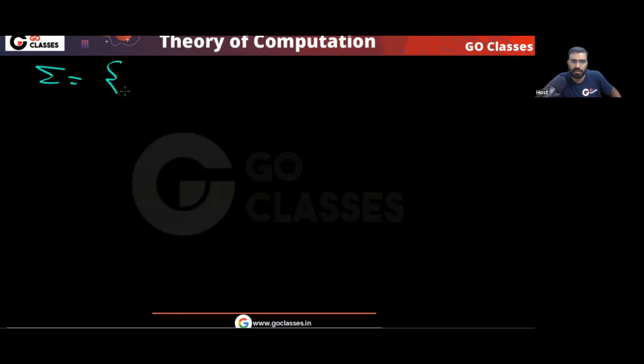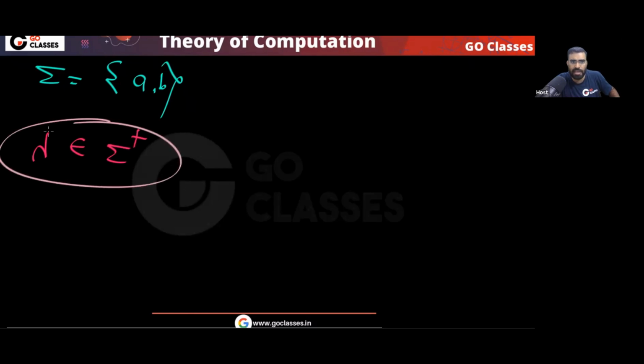If you take any sigma, what about lambda belonging to sigma plus? This will never happen. Why? What is the reason? Tell me what is the reason.